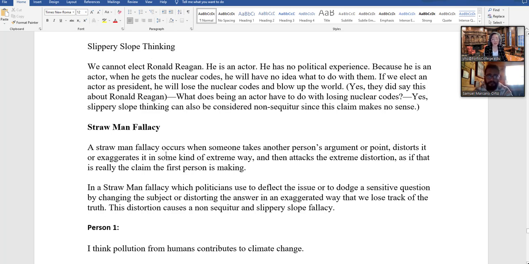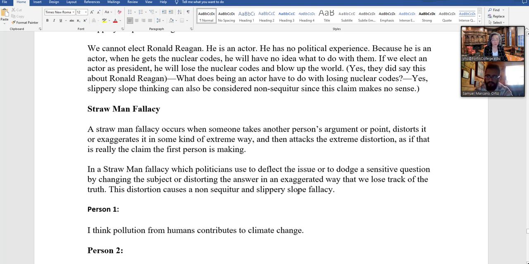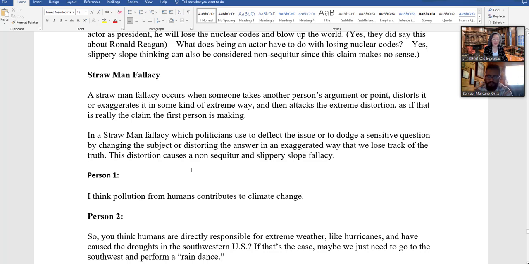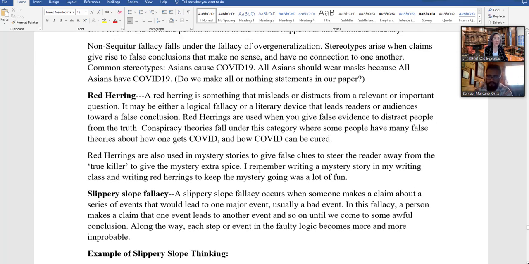A straw man fallacy occurs when someone takes another person's argument or point, distorts it or exaggerates it in some kind of extreme way, and then attacks the extreme distortion as if that is really the claim the first person is making. In a straw man fallacy, which politicians use to deflect the issue or dodge a sensitive question by changing the subject or distorting the answer. Okay, we already did that. This also occurs in non sequitur, slippery slope, and I think there was another one, red herring.